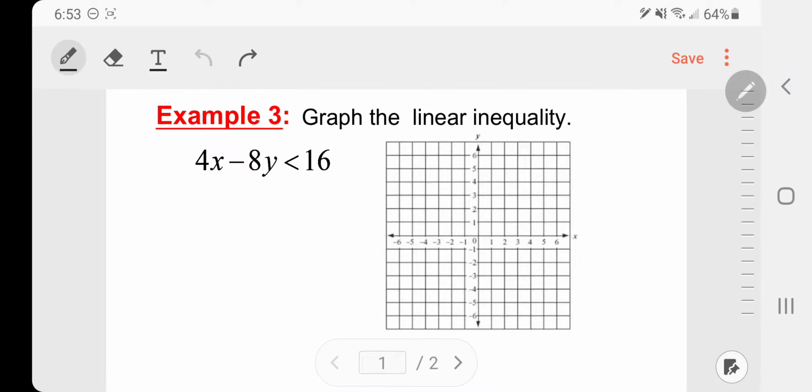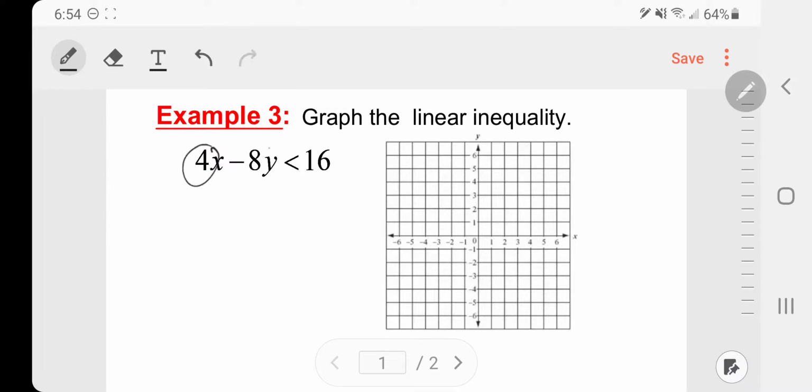Hey everyone. In today's video, we're going to take a look at how to graph linear inequalities, specifically inequalities that are in standard form. Okay, so we know from prior videos how to graph a linear equation in standard form. You can graph it using the intercepts, or you could set it equal to y, make it into slope-intercept form, and also graph from there.